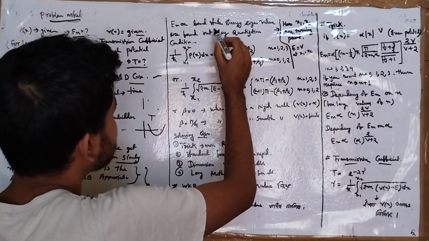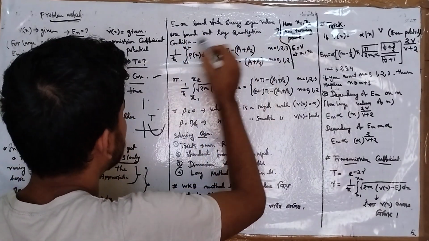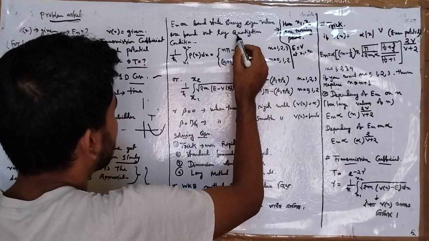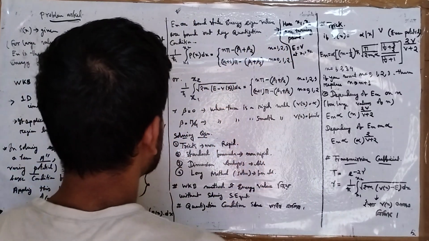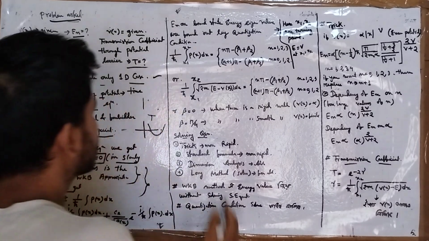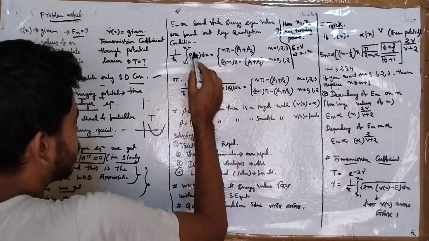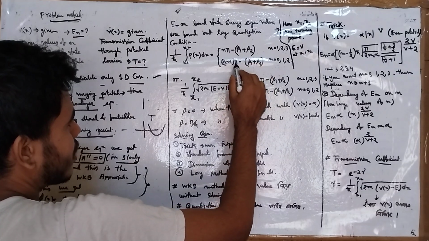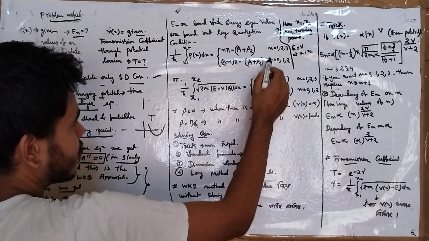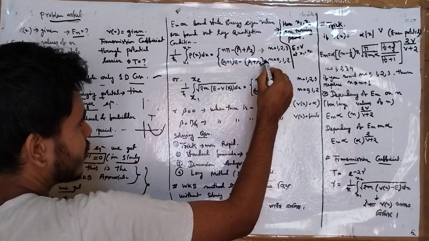So En is the bound state, and the bound state energy eigenvalues are found by the quantization condition. We can apply the quantization condition to find the energy value in this case. So 1 by h cross, integral from x1 to x2 of p(x) dx, equals (n pi minus beta 1 plus beta 2), or (n plus 1) pi minus beta 1 plus beta 2. This is for n equal to 1 to 3, and this is for n equal to 0.